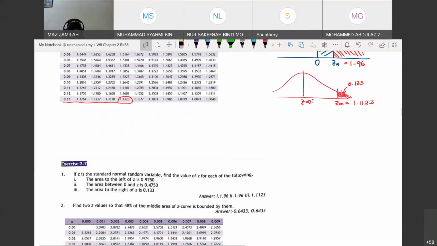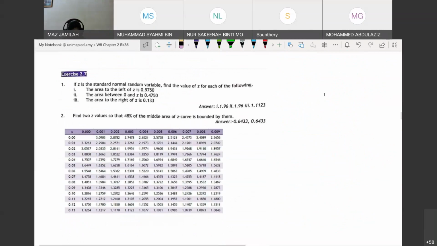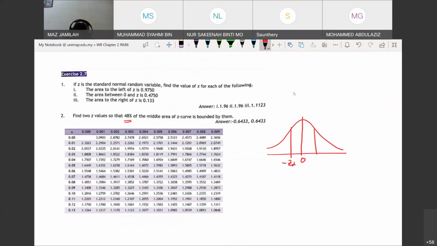Let's look at the second question. Find the Z value so that 48% of the middle area of the Z curve is bounded by them. The probability value is 48%, or 0.48. So it is bounded between negative Z alpha and positive Z alpha, and you are talking about this area.